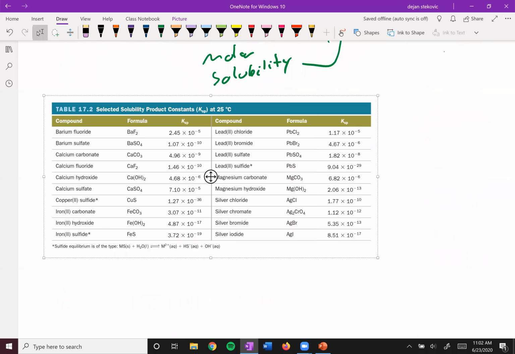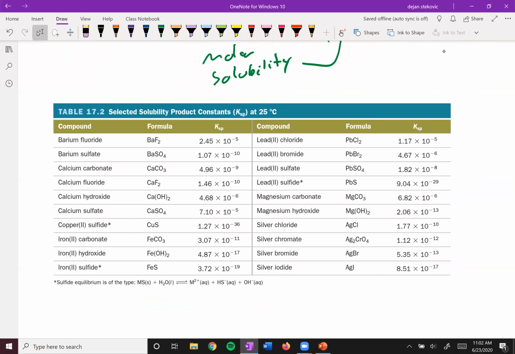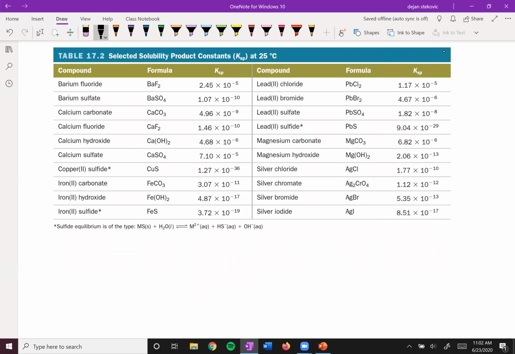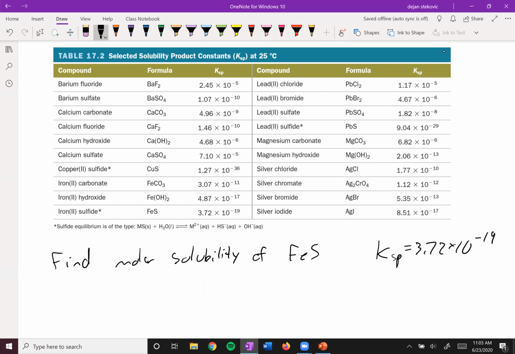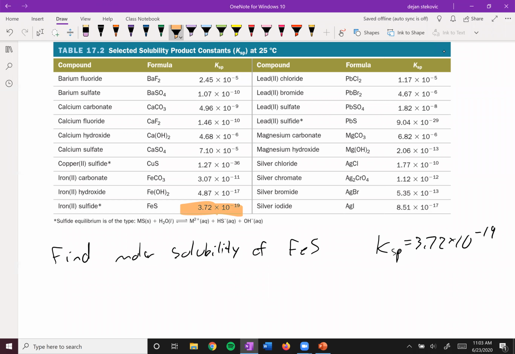And so here's just a table with some different KSPs of different compounds, right? So a lot of these compounds you were told were insoluble in water, and you can see overall, generally speaking, they are. Most of these K values are quite small. Let's just do one more example. So find molar solubility of iron sulfide. And you're given that the KSP here is 3.72 times 10 to the negative 19. Right, pulled that right from the table, right from here.